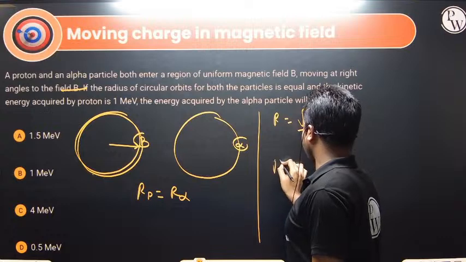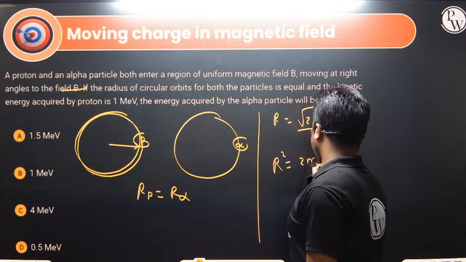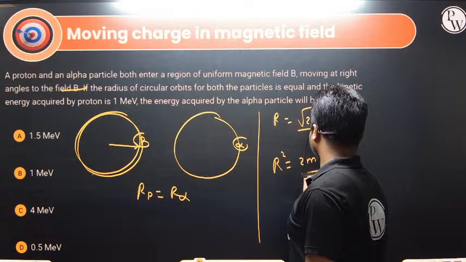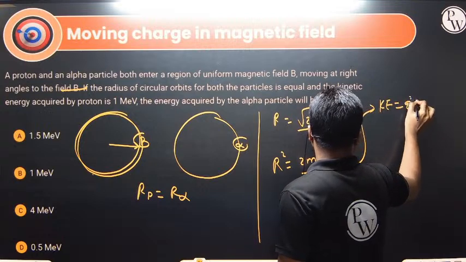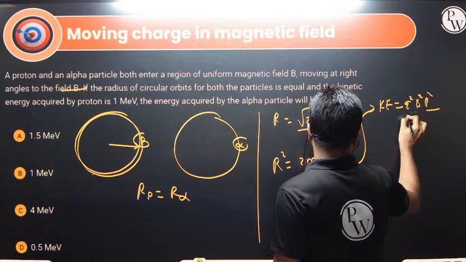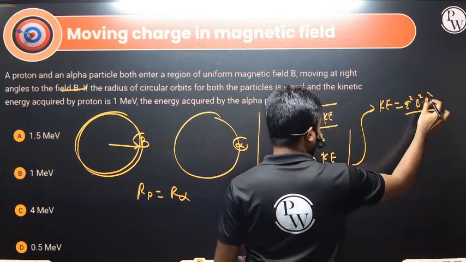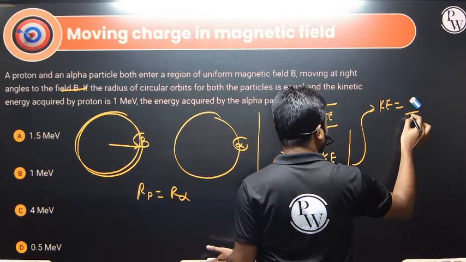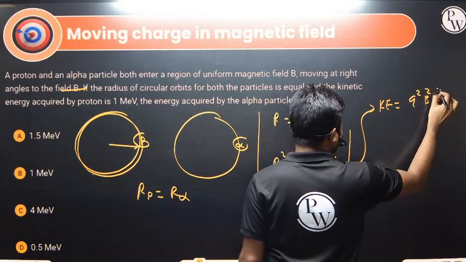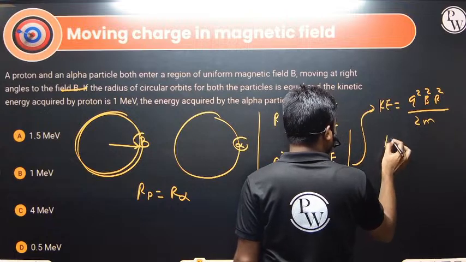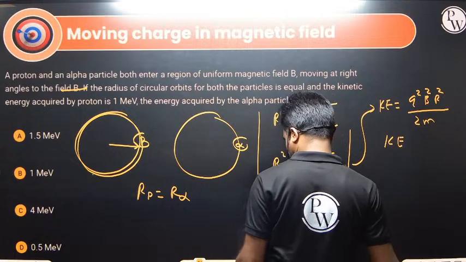Squaring both sides, we get R square equals 2m kinetic energy divided by Q square B square. The kinetic energy expression that we are getting here is Q square B square R square divided by 2m. So kinetic energy depends on these quantities.